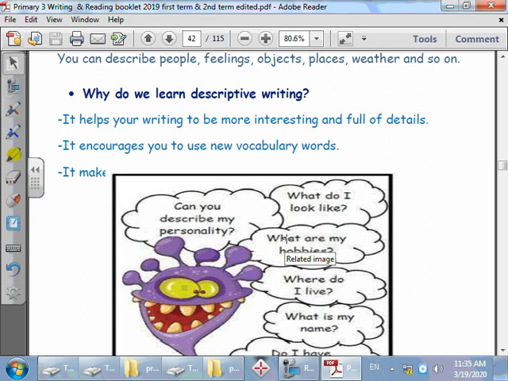Why do we learn descriptive writing? First, it helps your writing to be more interesting and full of details. So when you're writing about something, it makes the writing more interesting and it has more details. When you describe how someone looks or how the place looks, you add more details to it. Next, it encourages you to use new vocab words. So it helps you to use more vocab words.